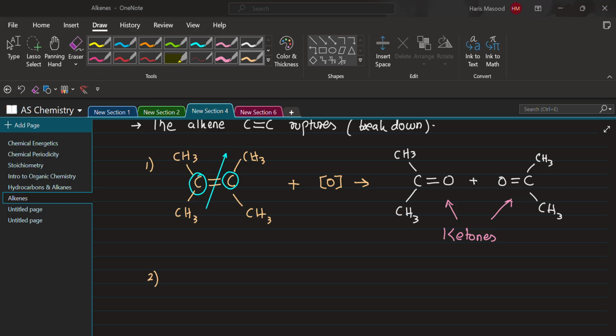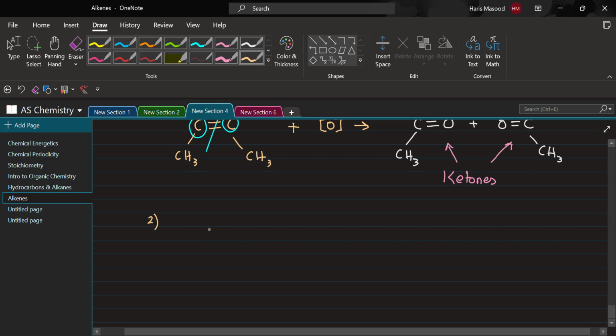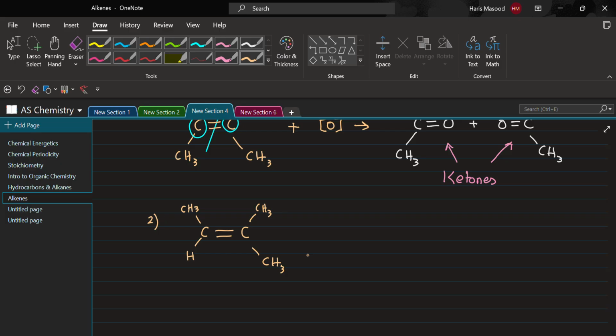Okay, should I move to the next concept? Now, what if I attach one hydrogen? Same molecule, but now I will attach one hydrogen here, and this will be the same with the two alkyls on each end. Now what happens?